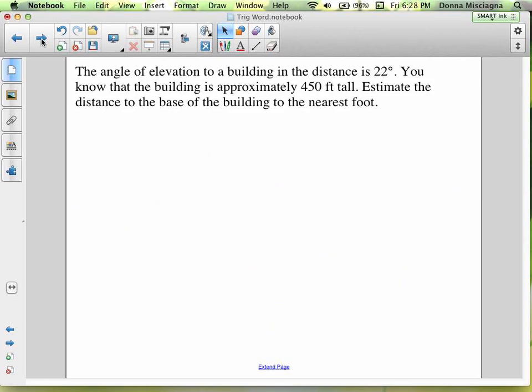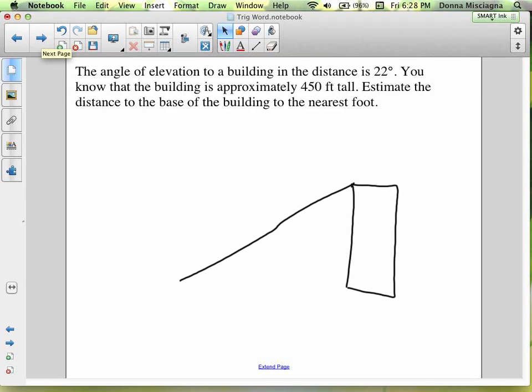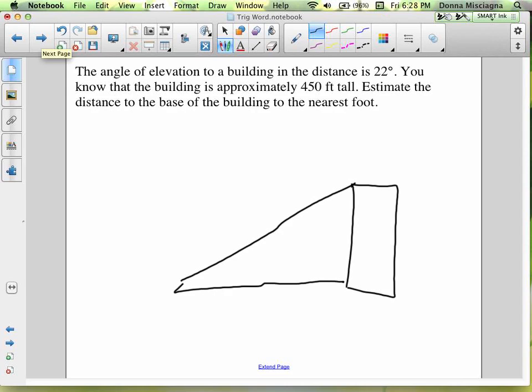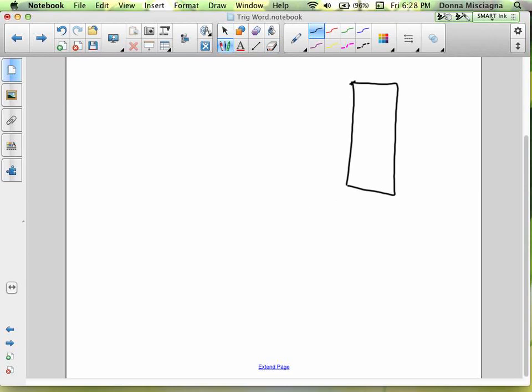All right, so the angle of elevation to a building in the distance is 22 degrees. So we have a building. Angle of elevation looks up. Oops. There we go. Angle of elevation looks up. And then together, the building, the ground, and looking up to the top of the building creates a triangle.